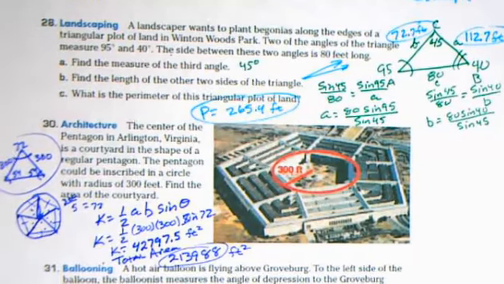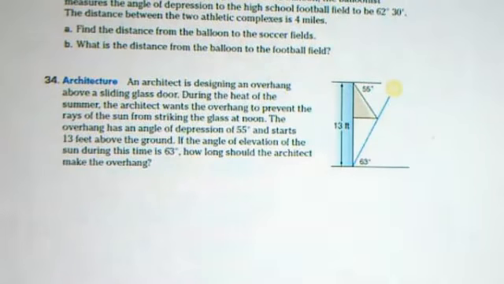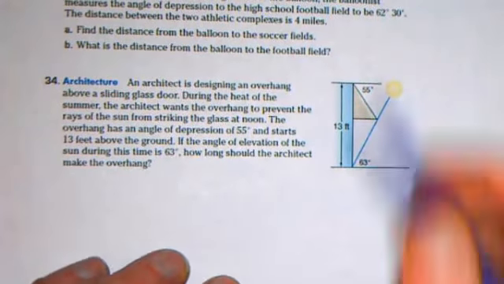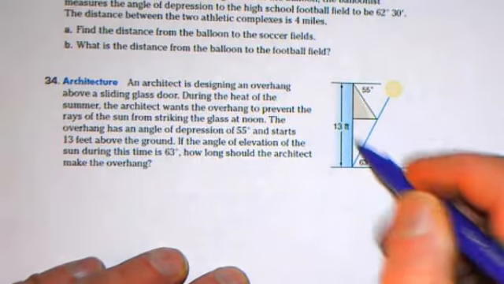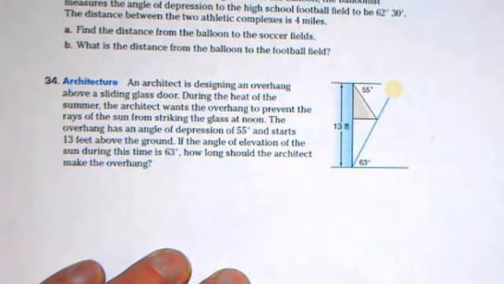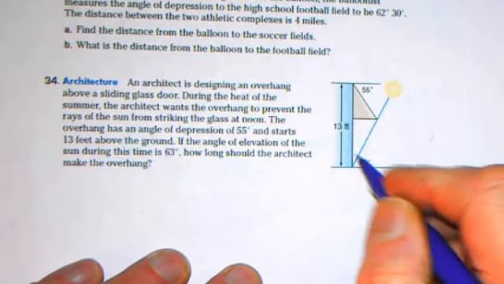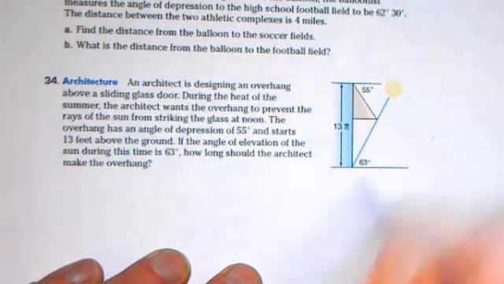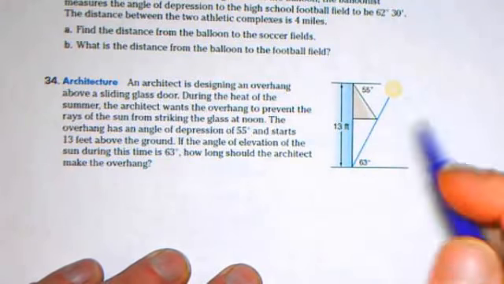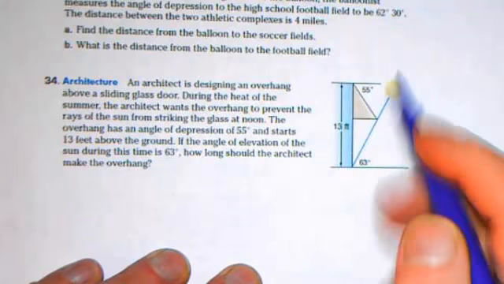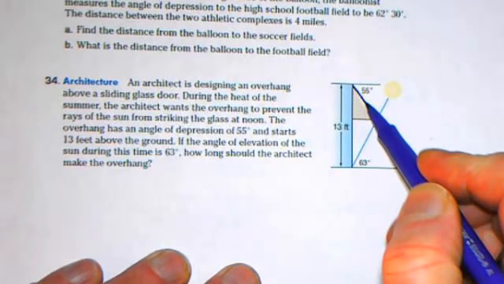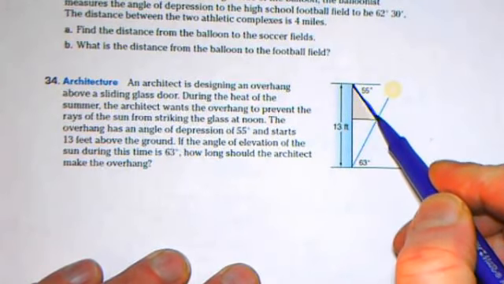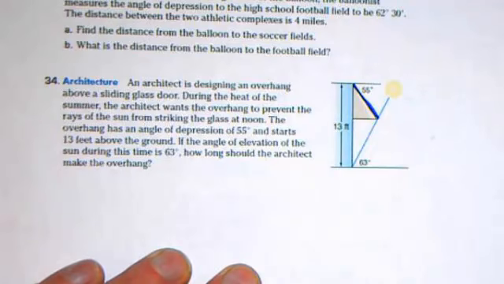Let's look at number 34. 34 is a little bit of a tricky problem here. So this architect is designing an overhang, and he doesn't want the sun to hit the sliding door here. And the angle of elevation of the sun is 63 degrees. So what do they want us to find? They want us to find how long the architect should make the overhang. They want us to find this distance right there.